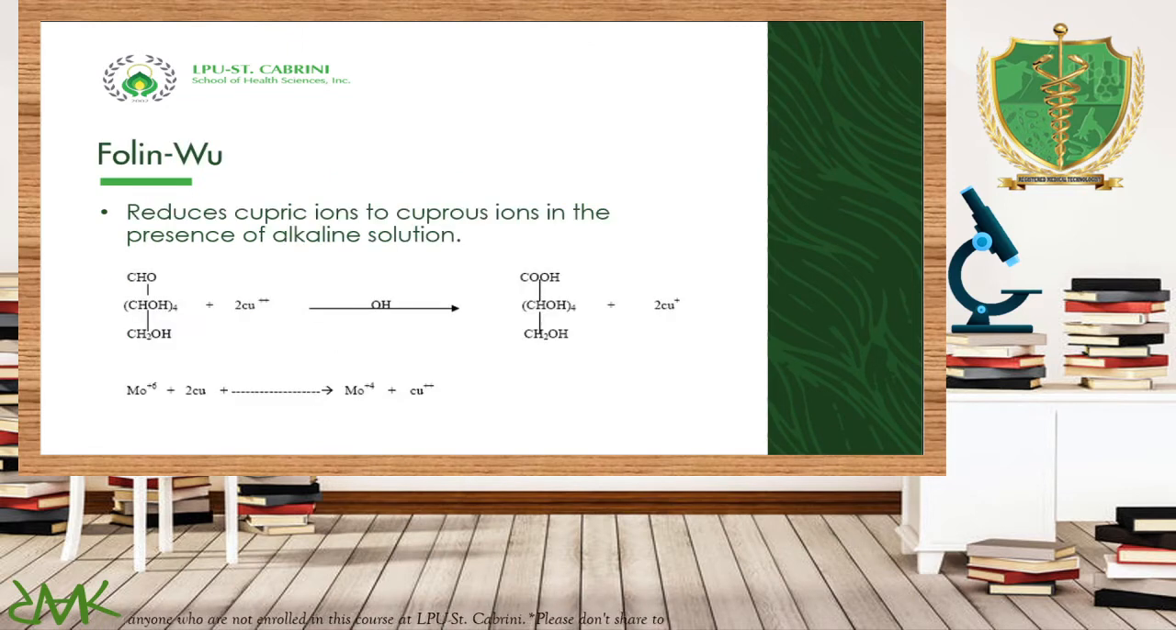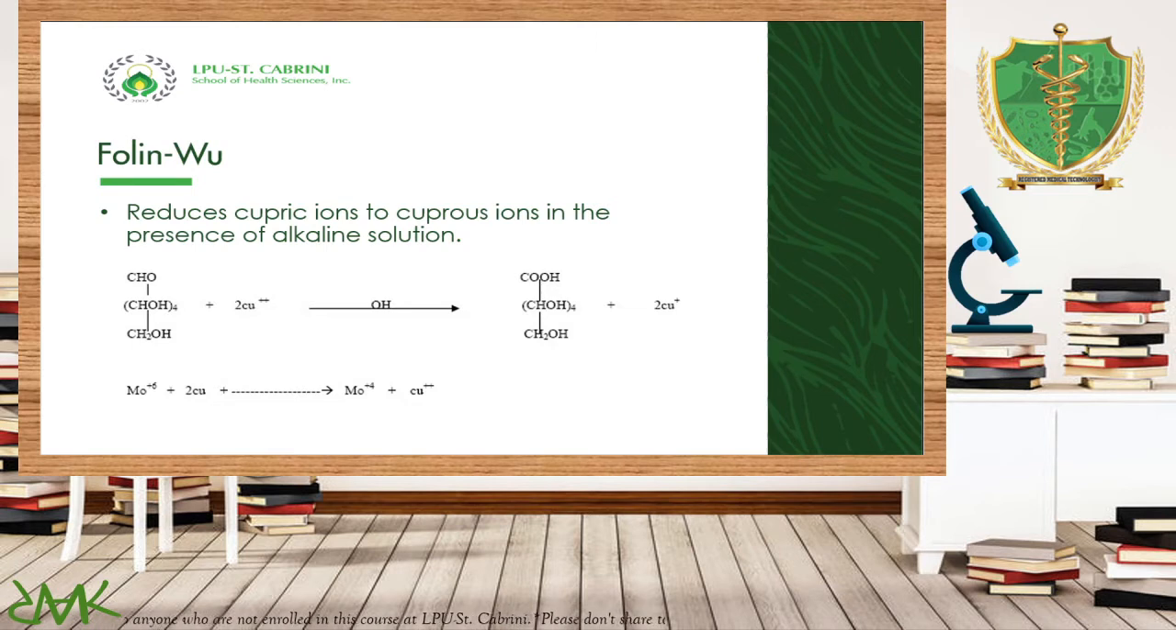Let's discuss first the Folin-Wu test. I want you to take note that the Folin-Wu test is a quantitative glucose test that reduces cupric ions into cuprous ions in the presence of an alkaline solution. This alkaline solution oxidizes and consequently reduces the phosphomolybdic acid, which is added in this method, to oxidize and go back into cupric. So it will be oxidized back into cupric oxide. That is the Folin-Wu.